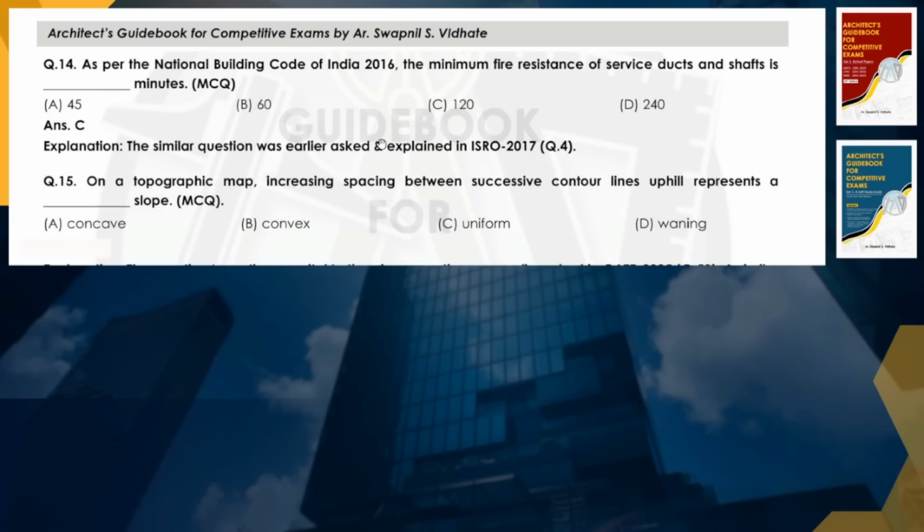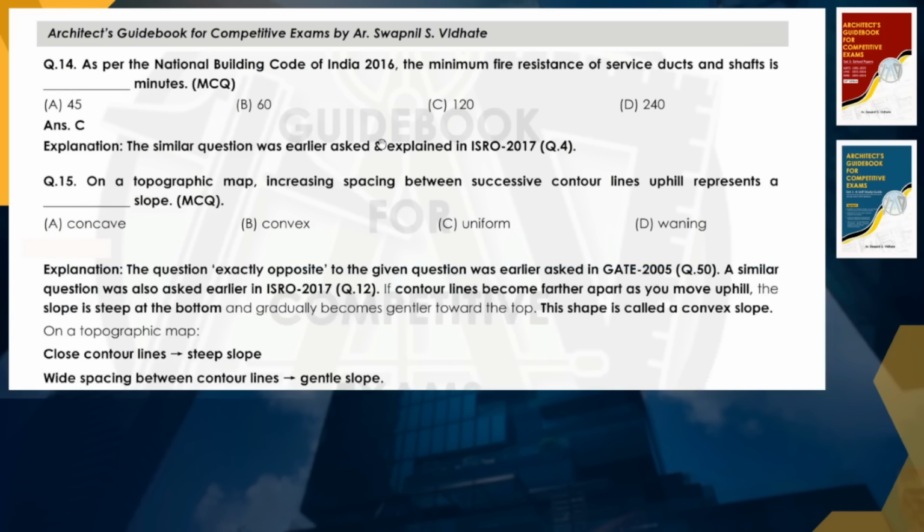Question 15, on a topographic map, increasing spacing between successive contour lines uphill represents which of the following slope? Options are concave, convex, uniform and waning. So the question, which was exactly opposite to the given question, was earlier asked in GATE 2005 at question 50. You can pause this video, you can check that particular question paper of GATE 2005 and question 50. And the similar question was also earlier asked in ISRO 2017 at question 12.